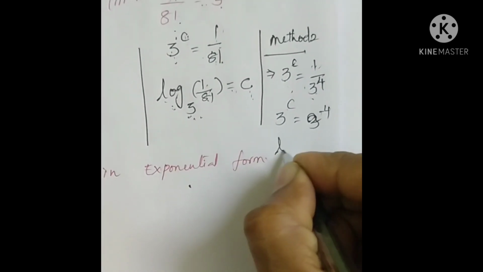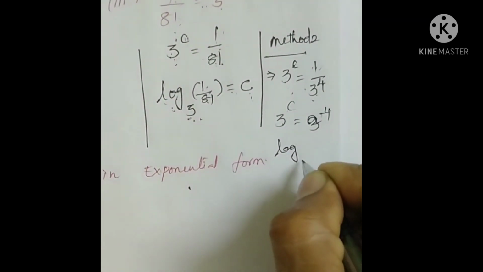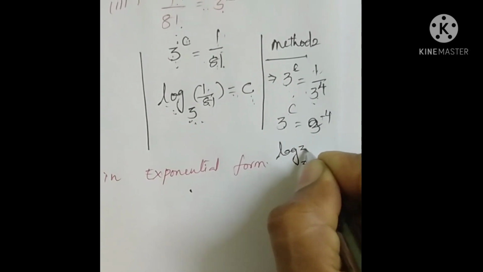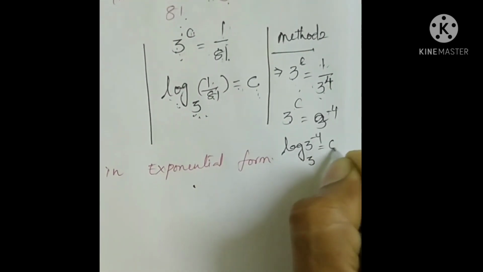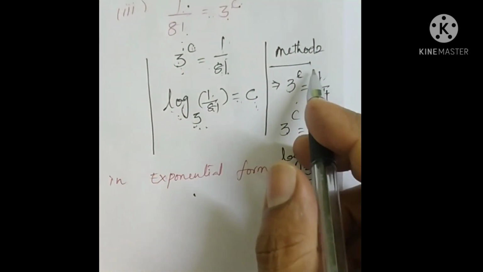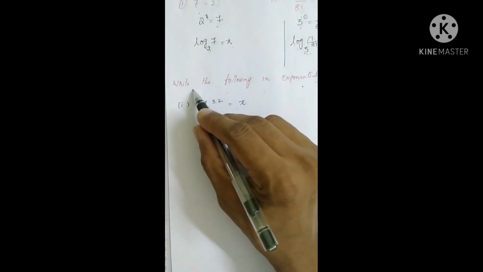So log base 3, 3 power minus 4 is equals to c. This is the result. This is our next question.